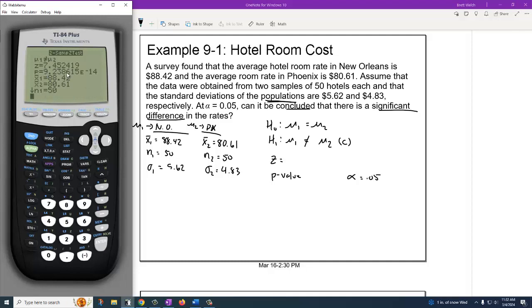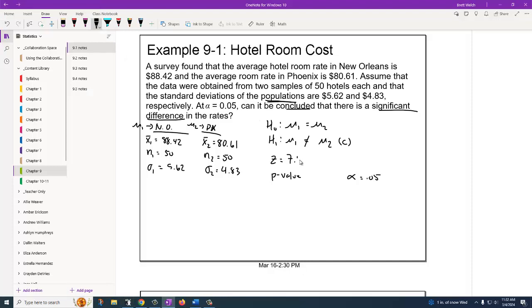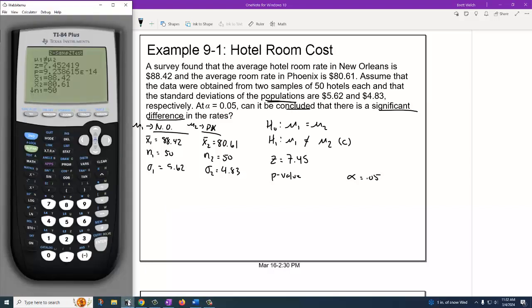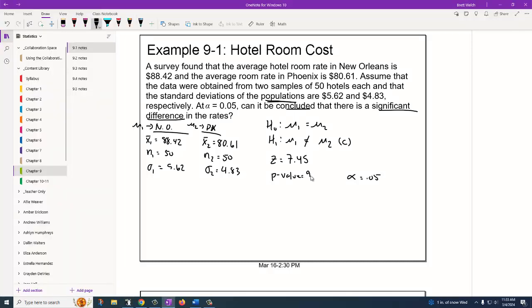My z-score is 7.45, and my p-value, this was really tiny, is 9.24 e negative 14. Remember, when we get that e negative 14, that means it's really, really tiny. This is scientific notation, so that's extremely small. That is less than alpha.